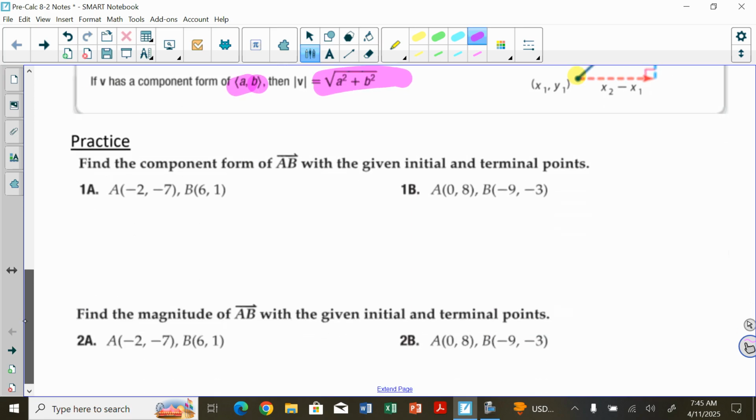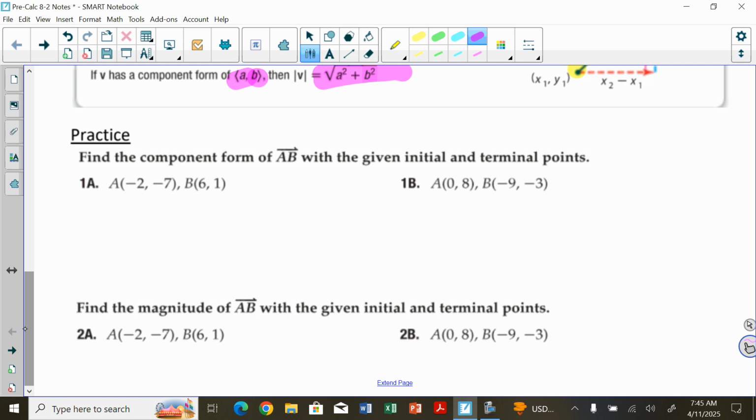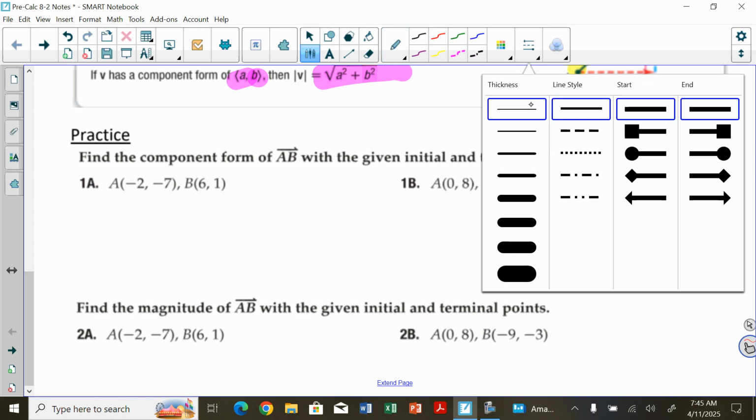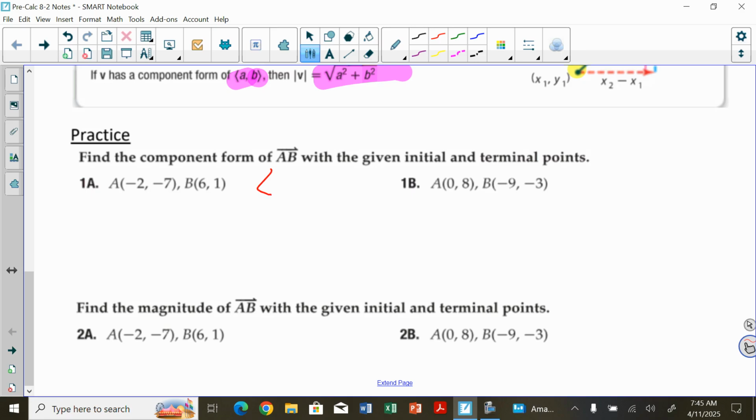All right. Let's do some practice with that. Let's find the component form of AB with the given initial and terminal points. So they give us our points. It's simple stuff here. For these problems, we're just taking x2 minus x1, comma, y2 minus y1, and that would be our vector. In this case, x2 is 6, so we're going to go 6 minus a -2. Just got to be careful with our negatives here. And then we've got 1 minus a -7 for our y value.